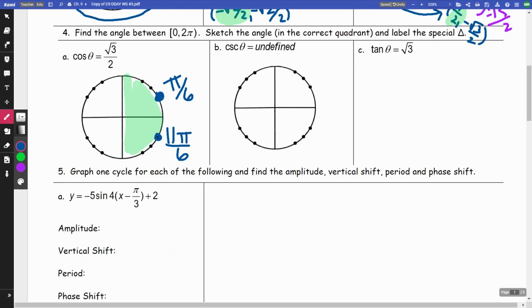Cosecant is the reciprocal of sine. So my cosecant is undefined when my sine is equal to 0. So my sine is going to be 0, and my sine is 0 here at 0 and here at pi. And those are going to be my answers.